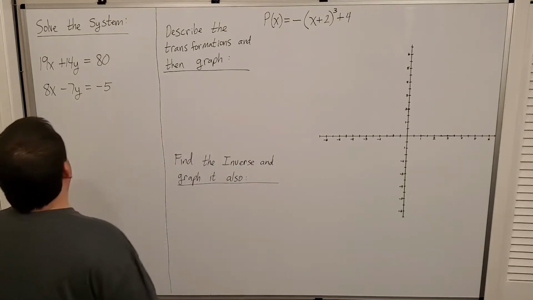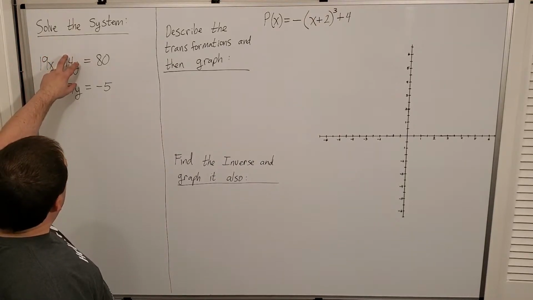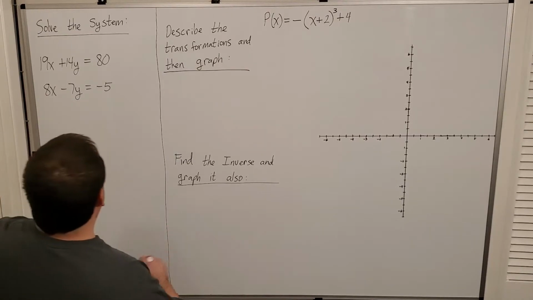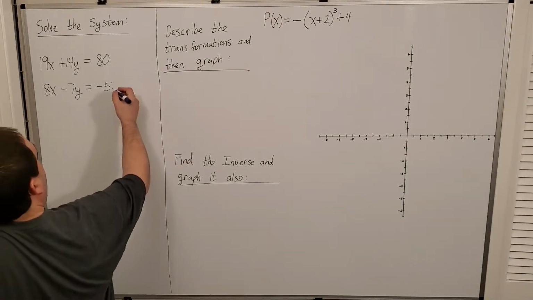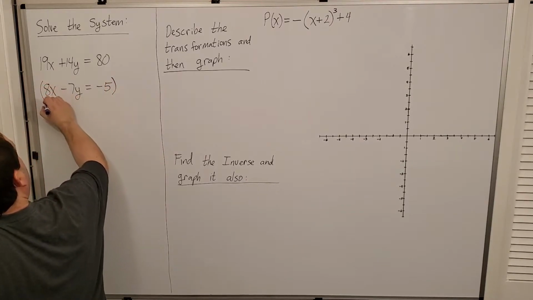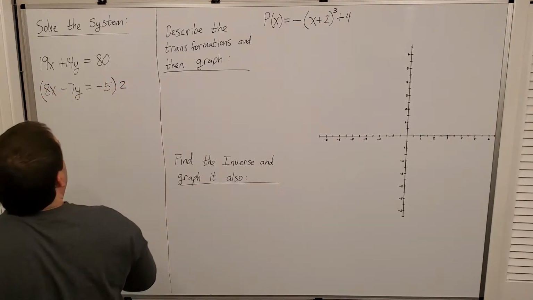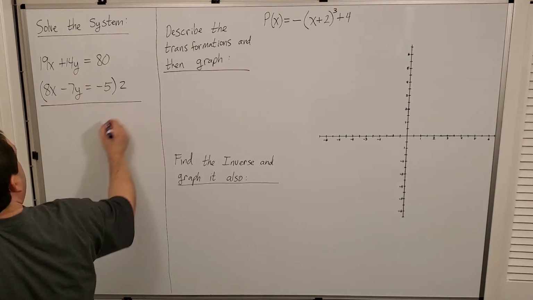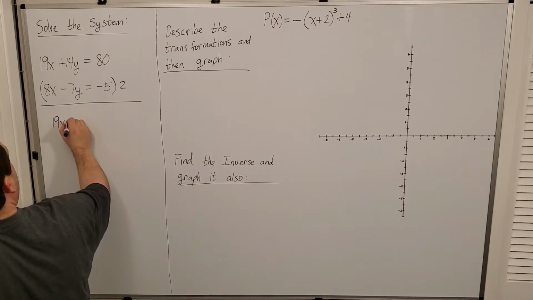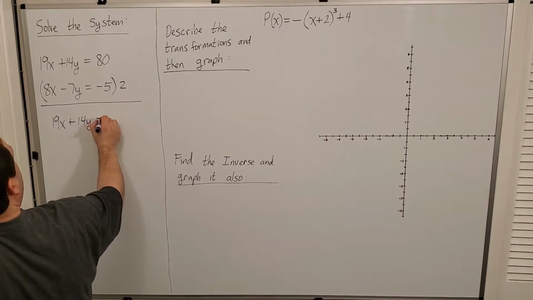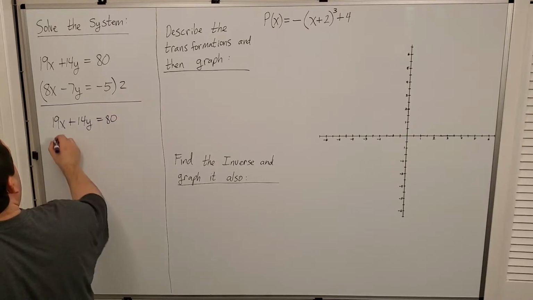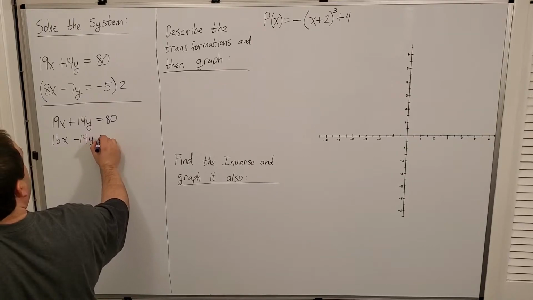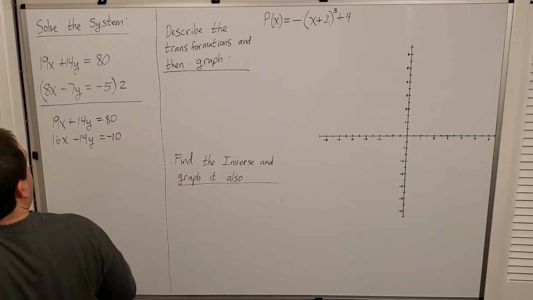Okay, so here I'm noticing that I have a 14y and a -7y. So what I'm going to do is multiply this bottom equation just by 2. The new resulting system is going to be 19x plus 14y equals 80 and 16x minus 14y is equal to -10.